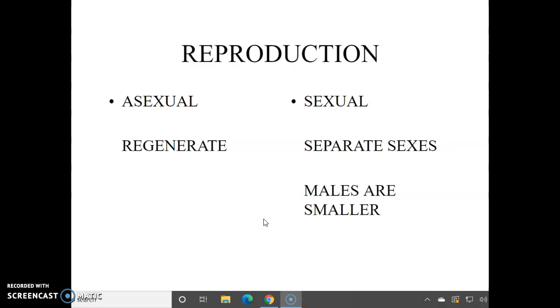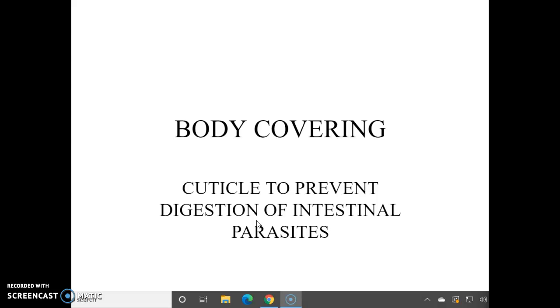And sexually, this is the only worm group that has separate sexes. And the males are smaller. Why? Because they don't carry the eggs. Okay, we have a cuticle that prevents digestion of these intestinal parasites.